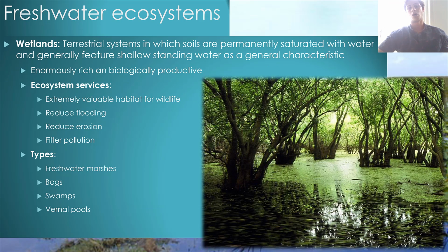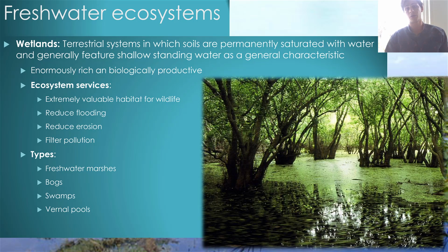And then finally, we're going to go over a few different types of freshwater ecosystems. So you're going to have wetlands. Wetlands are basically just terrestrial systems whose soils are basically permanently saturated with water, so that water table is going all the way up. And they generally feature shallow standing water as a general characteristic. They are enormously rich and incredibly biologically productive.